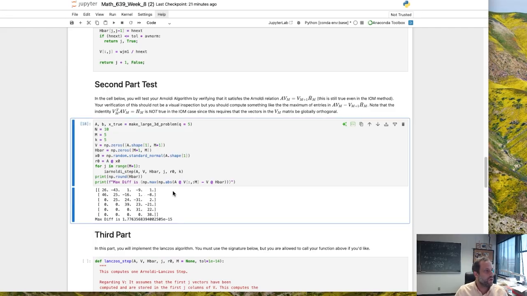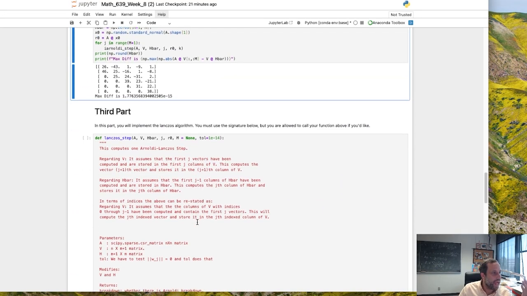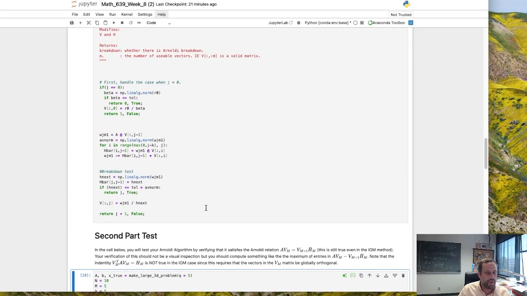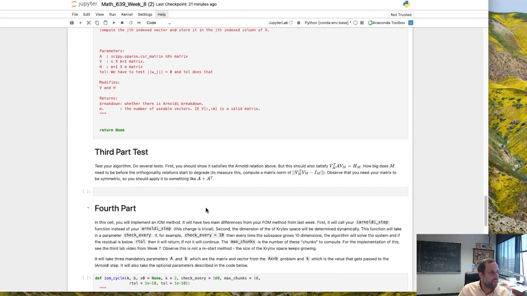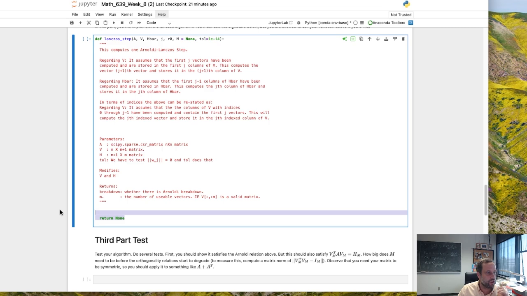Very straightforward, just a simple modification of the Arnoldi step. And the Lanczos step, very similar. It's going to be another very simple modification. Okay, so in the Lanczos step, there's a number of ways that we could code this. I'm going to show you how I'm going to code it. I'm just going to start from scratch.